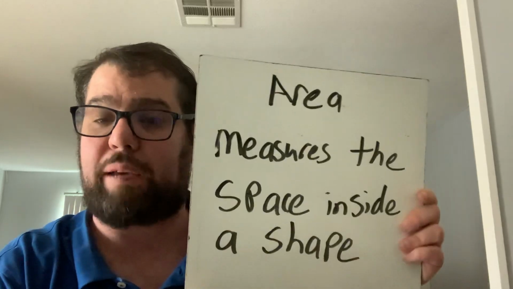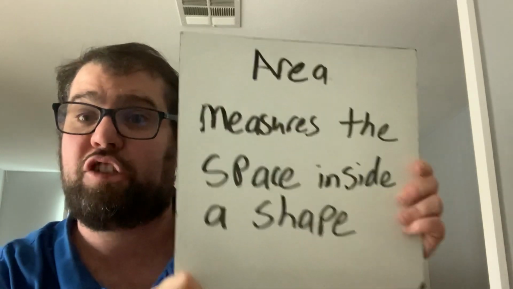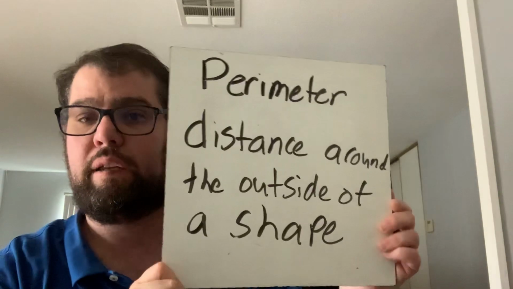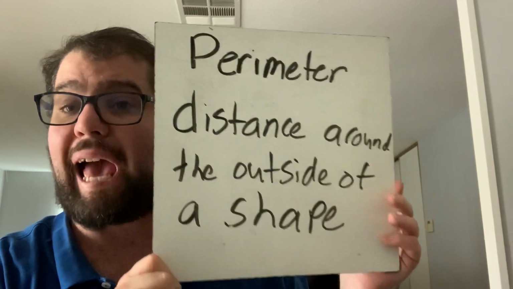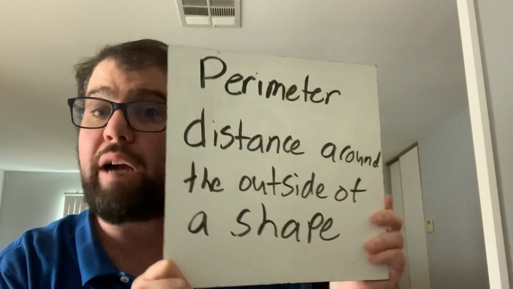So I hope you've had some good examples to understand how to find the area. The area measures the space inside of the shape. The perimeter is the distance around the outside of the shape. Perimeter, you add; area, you're going to multiply.